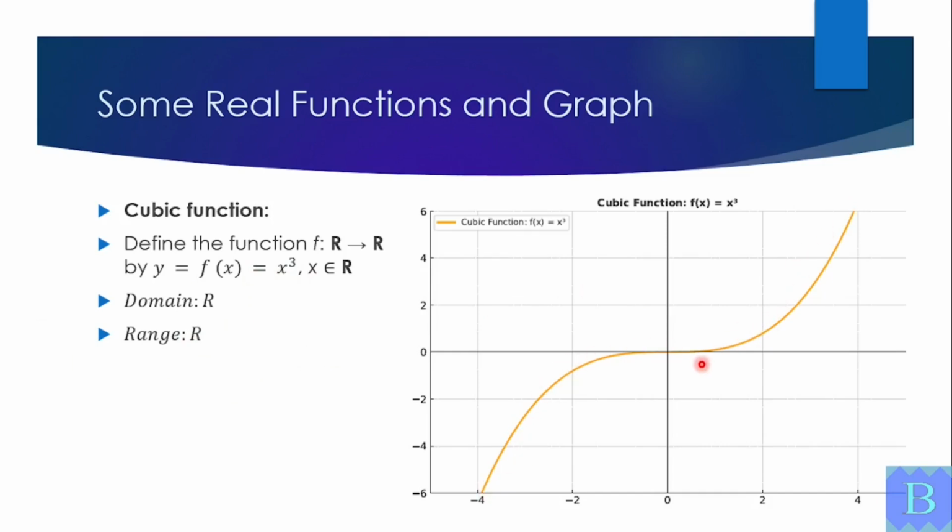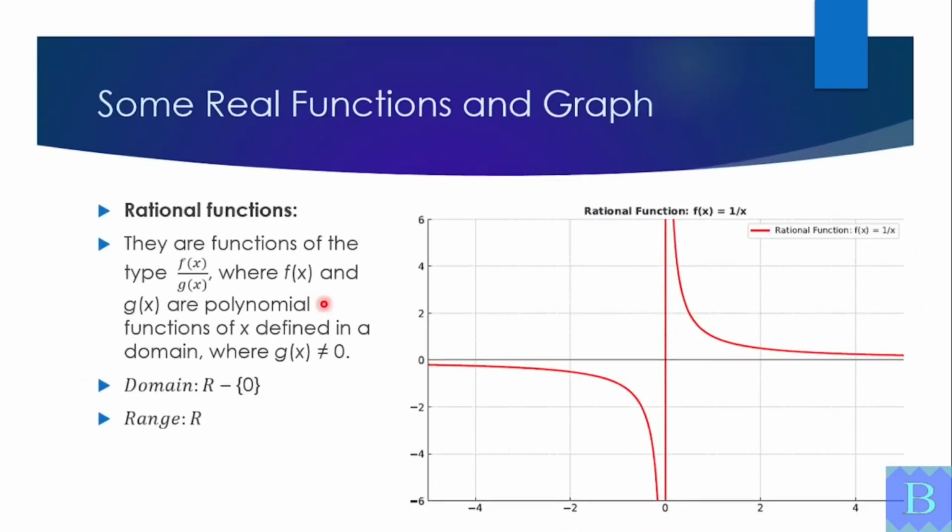6. Rational function. Defined as f(x) = 1/x. Domain is R minus {0}. Range is R minus {0}. Graph has 2 branches with asymptotes at x = 0 and y = 0.